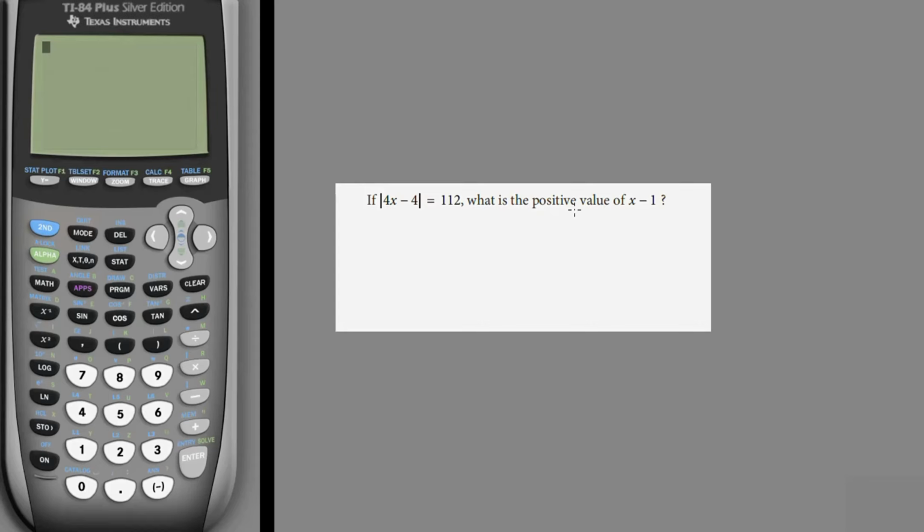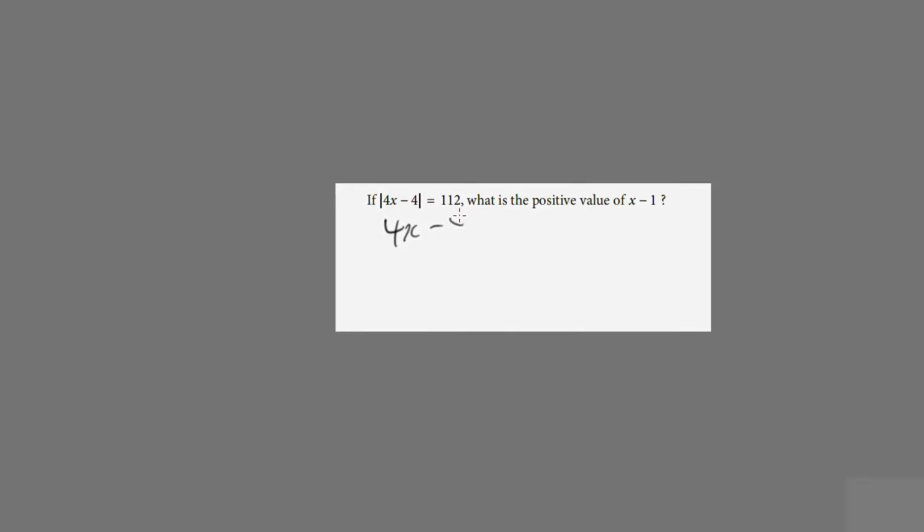So guys, these strokes enclosing 4x minus 4 signify absolute value. It means that the value on the left side of this equation has to be a positive value. So let's solve this manually before you punch it in the calculator. This is simple algebra. So we have 4x minus 4 equals 112.